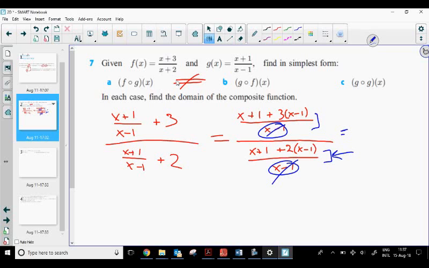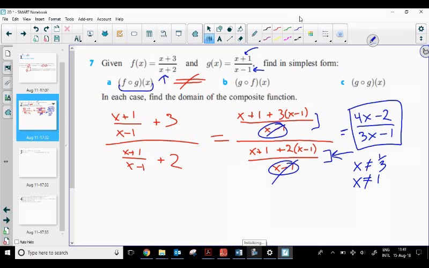Putting these together, we're going to get x plus 3x is going to be 4x. 1 but minus 3 is going to be minus 2. On the bottom, that's going to be 3x. And then 1 but minus 2 is going to be minus 1. This cannot be simplified at all. That's what f of g of x is.